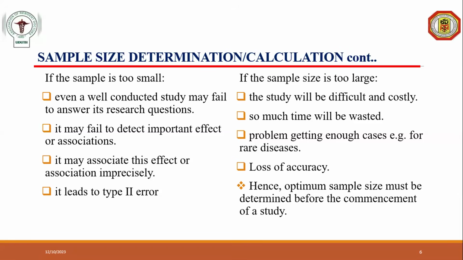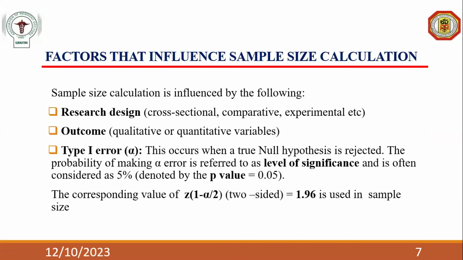Hence, optimal sample size must be determined before the commencement of a study. So therefore, you see, because of all these issues, you need to find an optimal sample size, which you use your formula to calculate. What are the factors that influence sample size calculation?